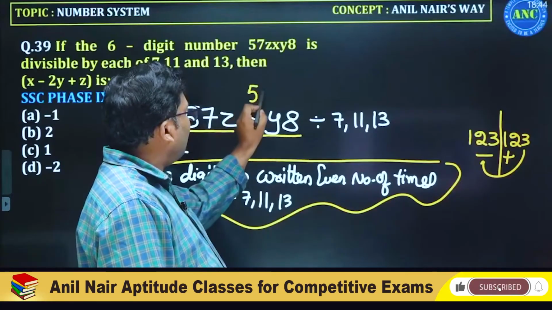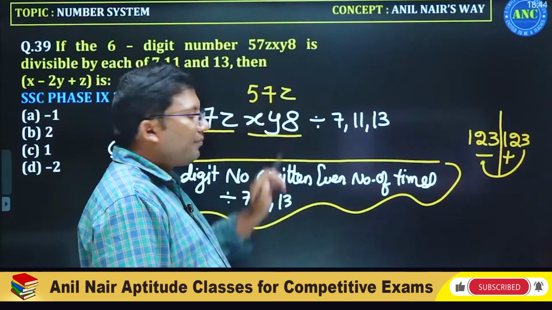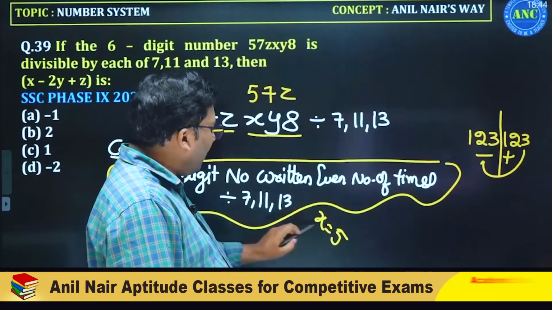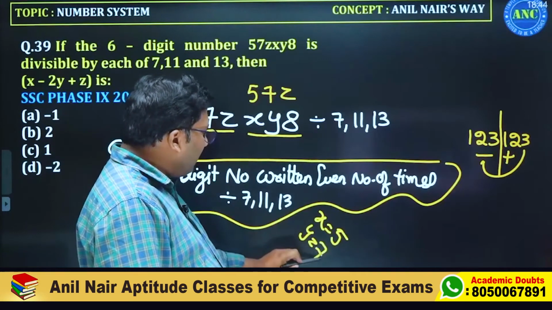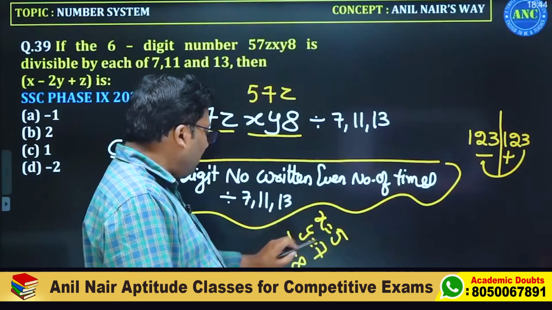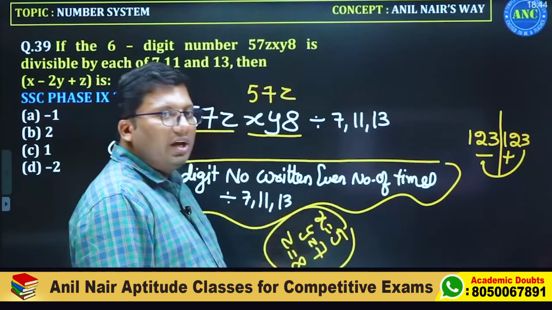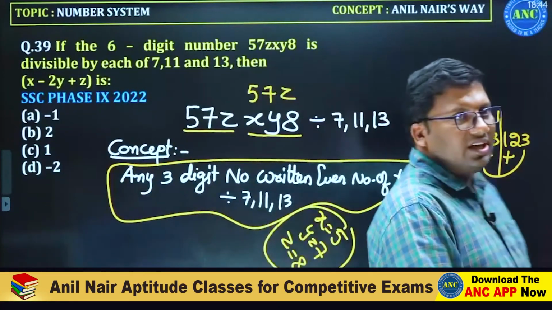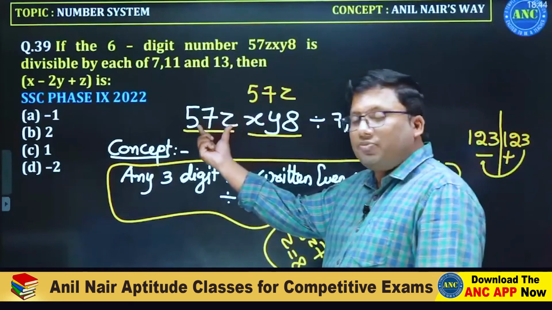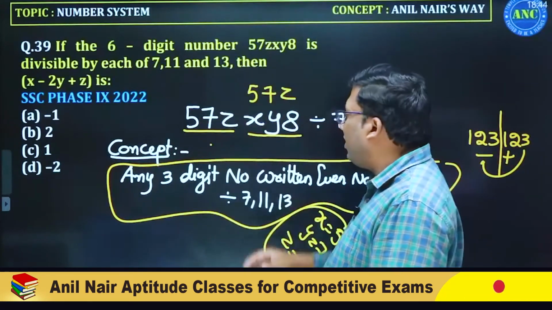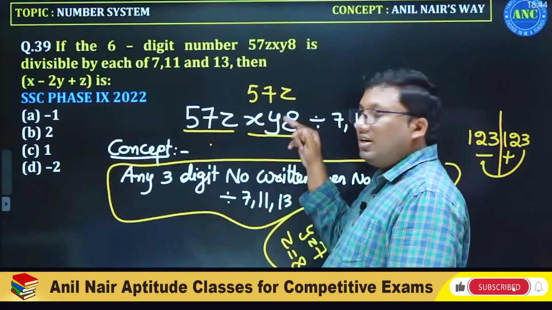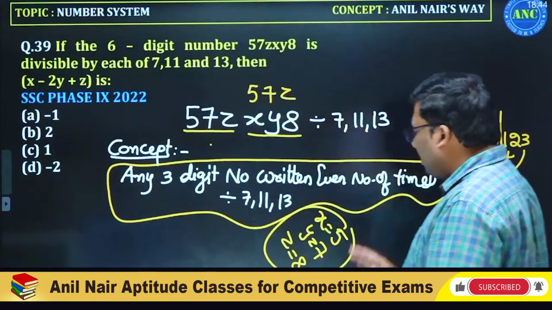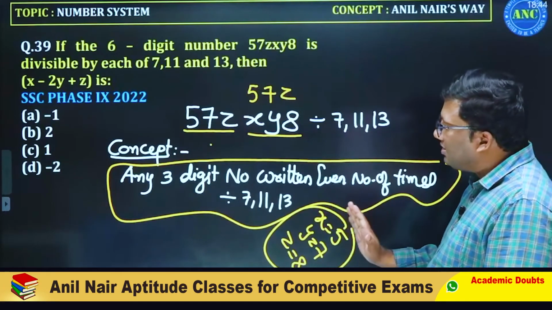That means if I write the same 57Z here, what is the X value? 5. Very good question, sir. What is the Y value? 7. What is the Z value? 8. Finish. No need to do any calculation. X is 5, Y is 7, Z is 8.